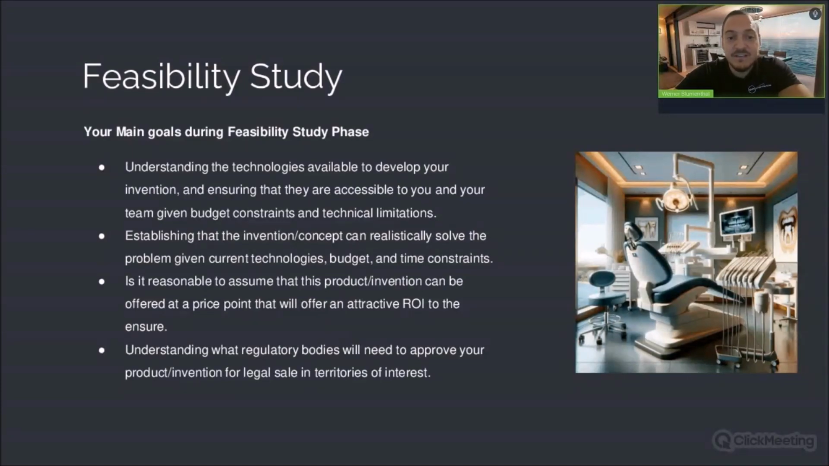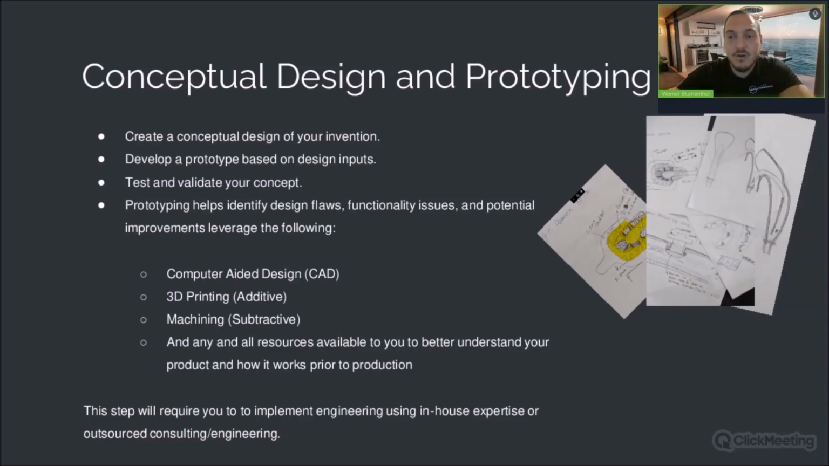Establish that the invention or concept can realistically solve the current problem, given again your budget constraints. Understand the regulatory bodies that you need to get your product approved by in order to be able to sell in the territories of interest as well. So you want to make sure all those things are covered, as well as, I can't harp on it enough, that there's a reason for people to purchase it and there's a good ROI involved. So whatever you invest, you need to get money back on it, as well as whoever your customer is. If they invest, they expect something in return, whether it be time or money.